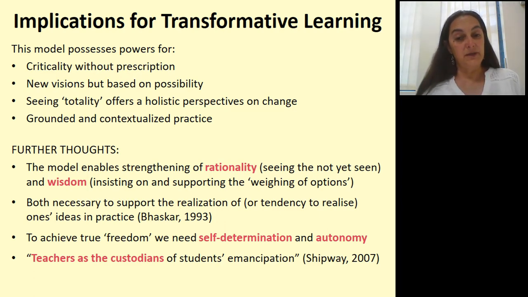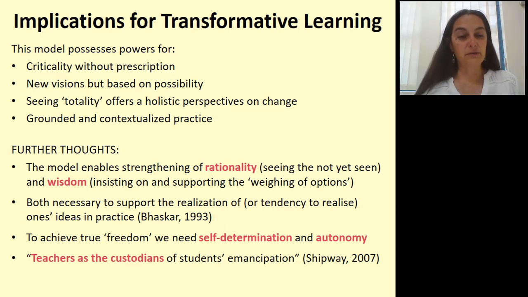And these new visions are also not idealistic or unrealistic. Seeing totality offers us a holistic perspective on change, because it makes us think about change and change practices from the perspective of individuals, of communities, and of the environment, ensuring that everybody and everything is taken into consideration when thinking about change. And also, if we look at the 4th level of the model, it ensures that any practice or any change that is instigated or supported is both grounded in reality as well as contextualized.